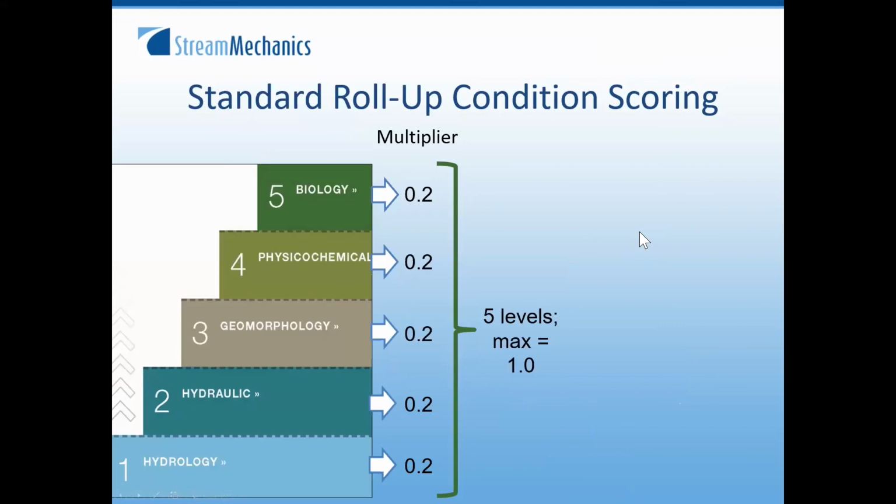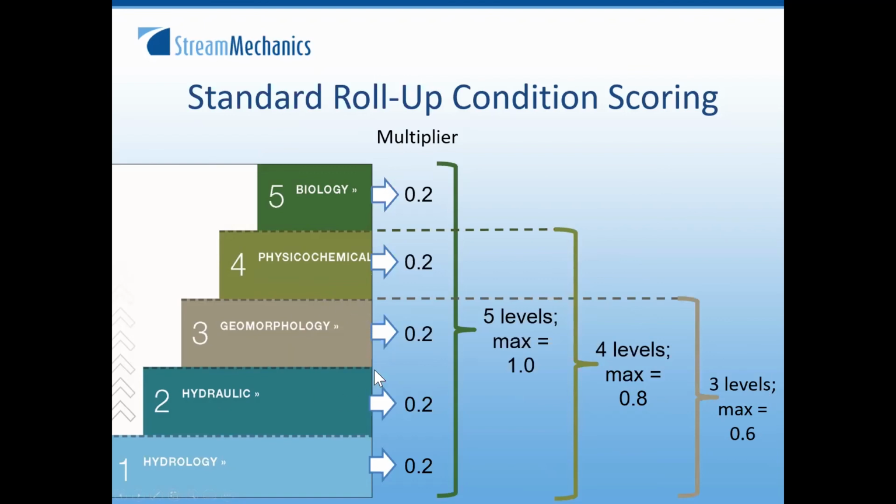So here's the weighting. Also very simple. Every category is just weighted by 0.2. There are 5 categories, so every category is 20% of the total. And the reason we do this is that you do not have to assess physicochemical and biology. They are optional. But if you only assess through geomorphology, your score would cap out at a 0.6. If you added physicochemical, it would cap out at a 0.8. And then if you do go all the way through biology, you'll get the full 1.0 as a max.